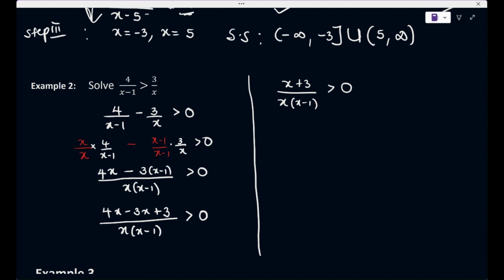So now we need to find the what? The zeros, which we call the critical values. So we take x to be what? Minus 3, and x to be what? 0, and x to be what? 1. So this is what we need for the table. This minus 3 is the 0 of the numerator. X equals 0 and x equals 1 come from where? The denominator. So now we can have our table.